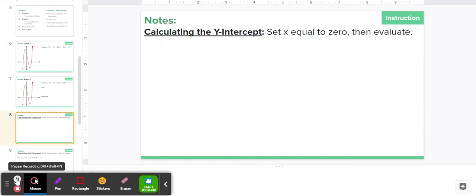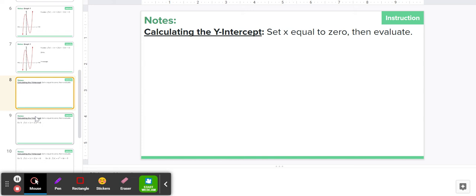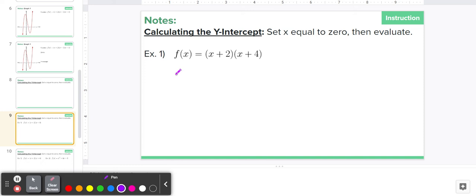Okay, we are going to quickly calculate a couple examples with the y-intercept. So quickly just jot this step down, pause the screen if you need it. But to calculate the y-intercept, all we do is set x equal to 0 and then evaluate. So this shows up in example 1, just like it did before, all right?